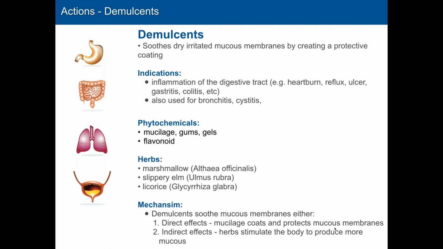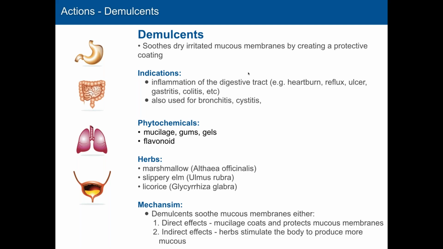So, another group of drugs, or herbal actions that are useful, are demulcents. Demulcents don't exist in the pharmaceutical world. Unlike the anticholinergics, these are kind of exclusive to just the herbal world. Or, at least I don't think these are used in the pharmaceutical world. So demulcents, what they basically do is they are used to soothe dry, irritated mucous membranes. And they can do that by a couple different mechanisms, and I'll talk about that in a second.